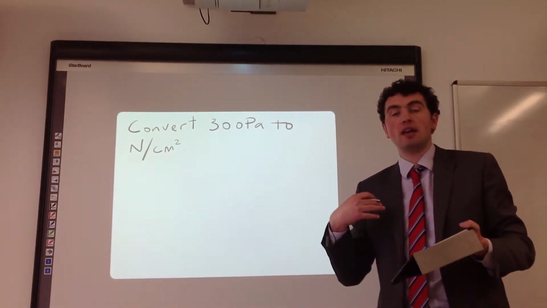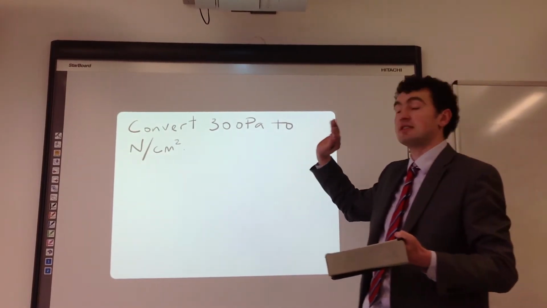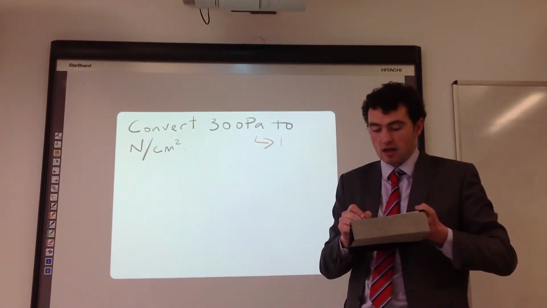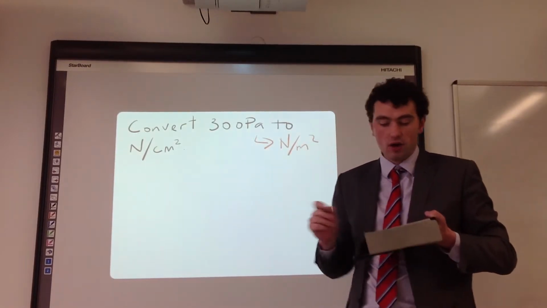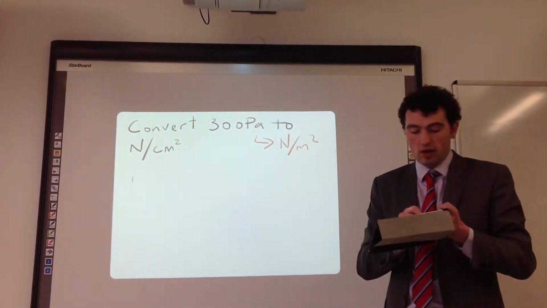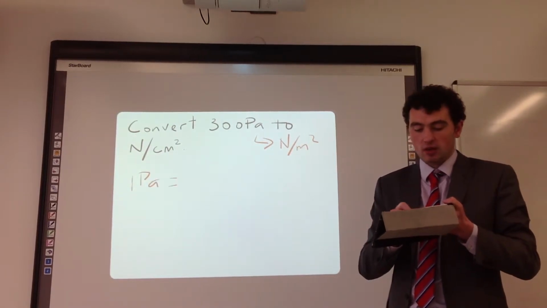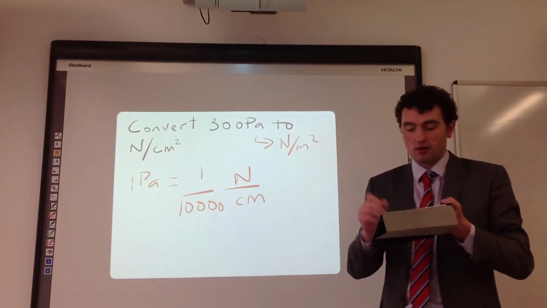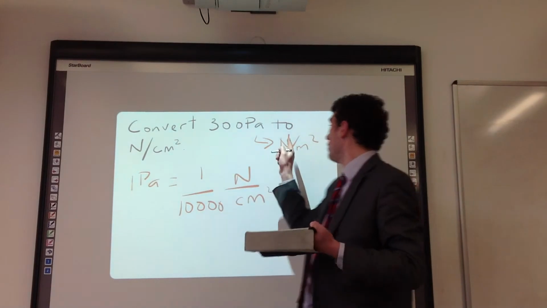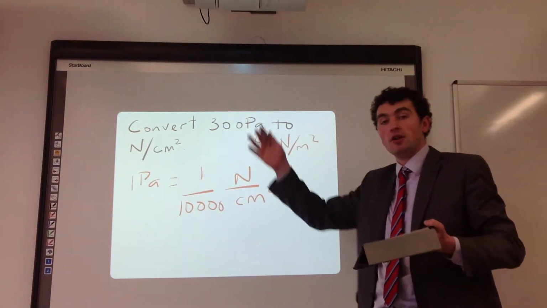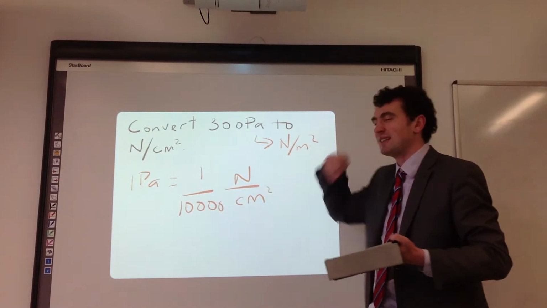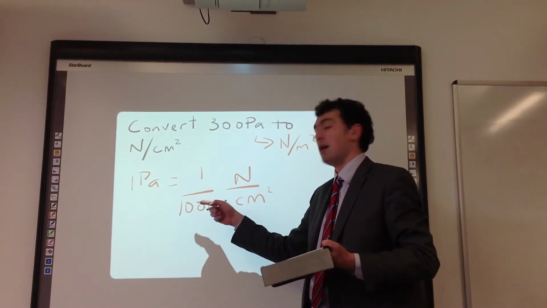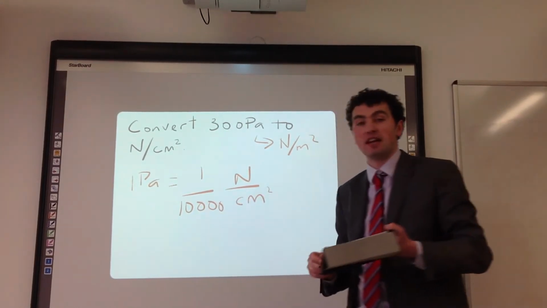You have to use this to do questions like this, to convert 300 pascals to newtons per centimetre squared. You know that a pascal is a newton per metre squared. So I know 1 pascal is equal to 1/10,000 of a newton acting over a centimetre squared. What that means is if you've got 1 newton acting over a metre squared, so 100 grams of sugar over a metre squared, that's the exact same as 1/10,000 of a newton, or 1/10,000 of 100 grams of sugar, acting over a centimetre squared.